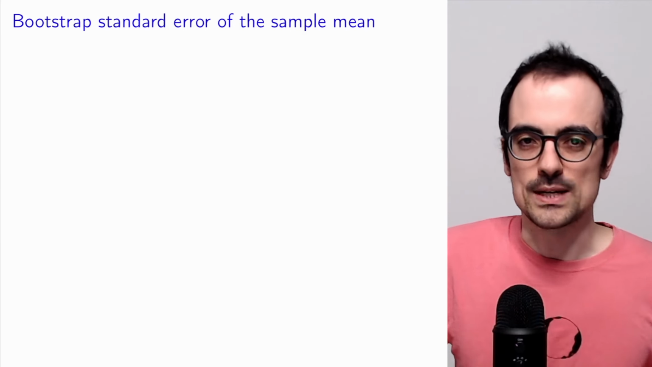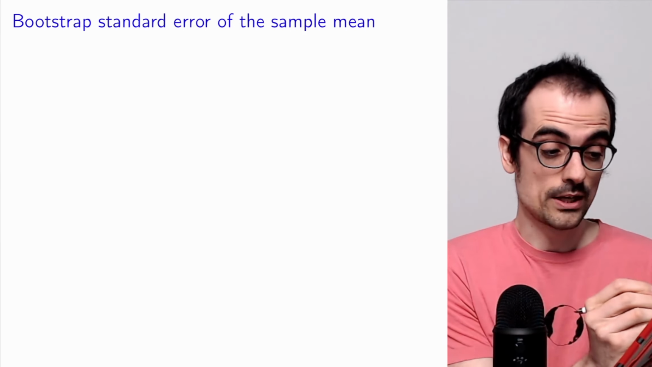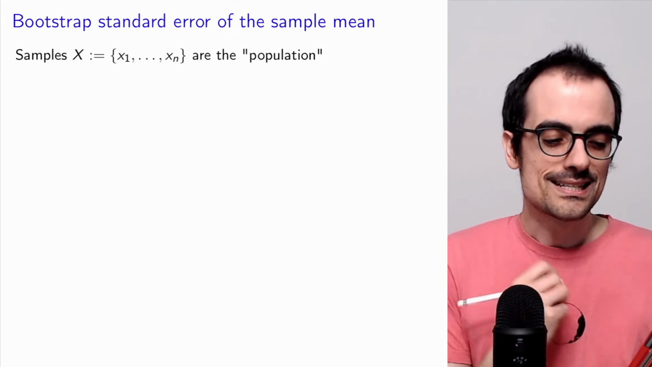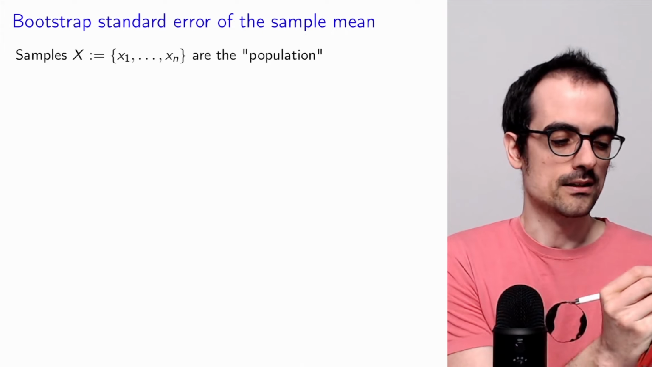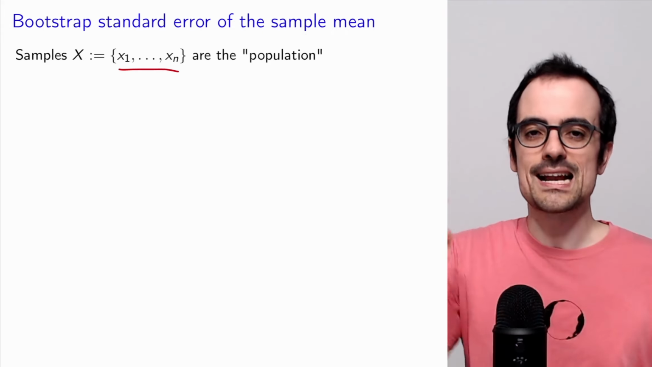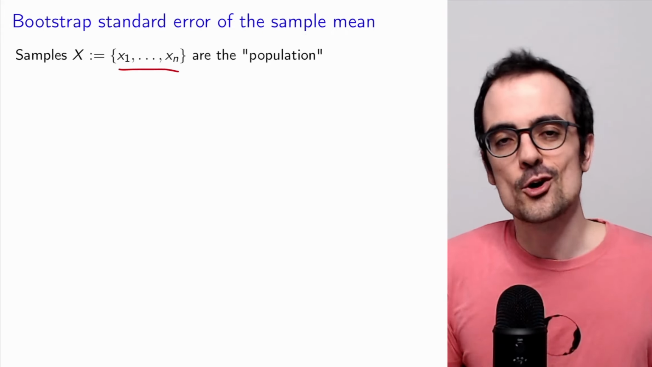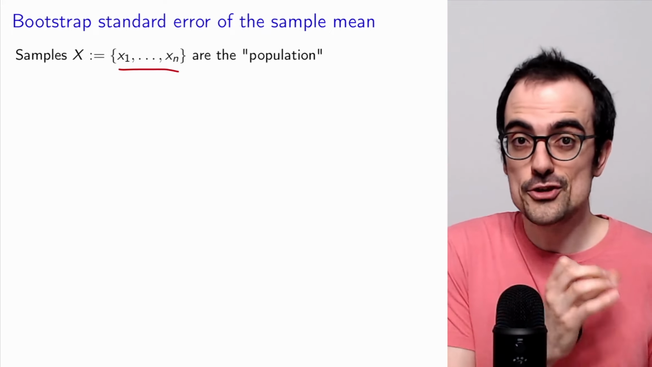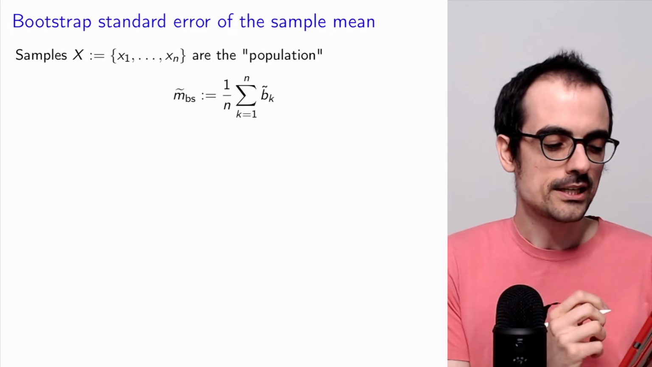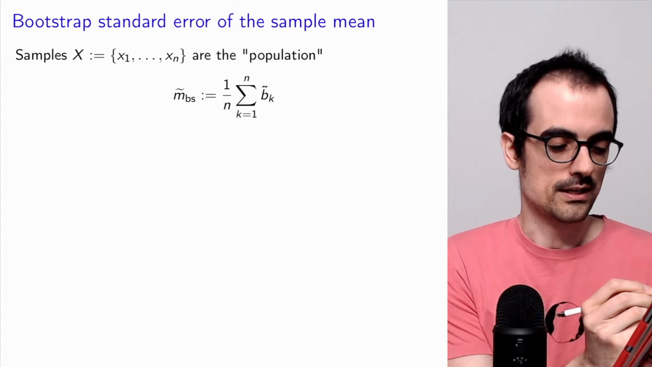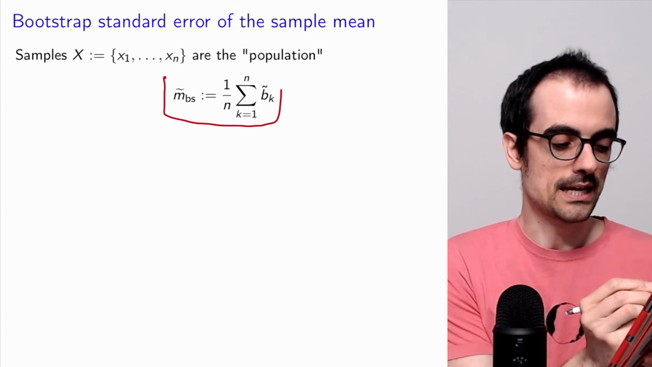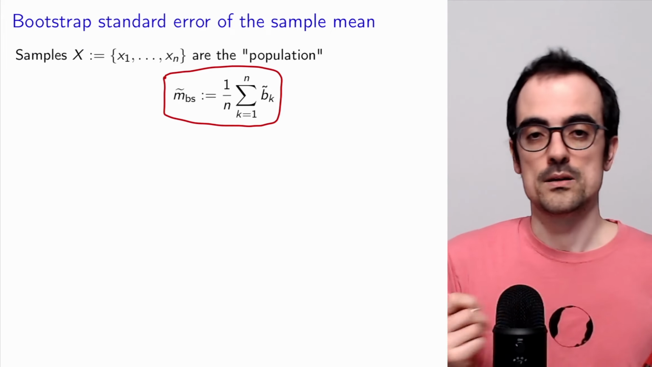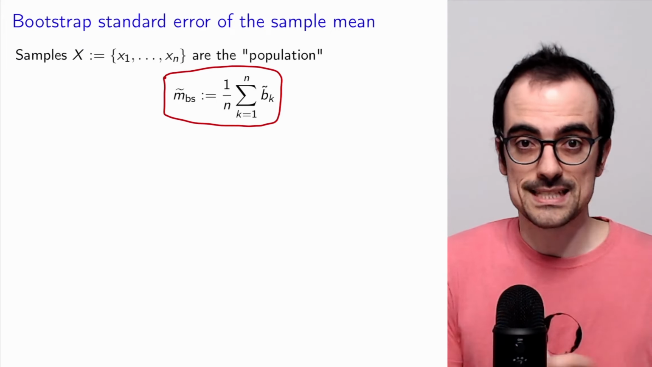Let's try to understand why that is the case. And again, this only holds for the sample mean. Now our samples, the original data, are like a population, so we can apply all results about sample means to this new population. In particular, we can consider the sample mean obtained from the bootstrapped samples, which is 1 over n times the sum of the bootstrap samples.